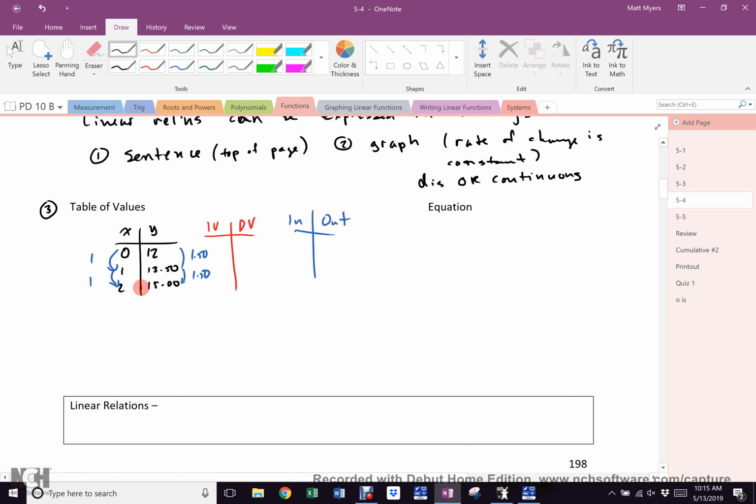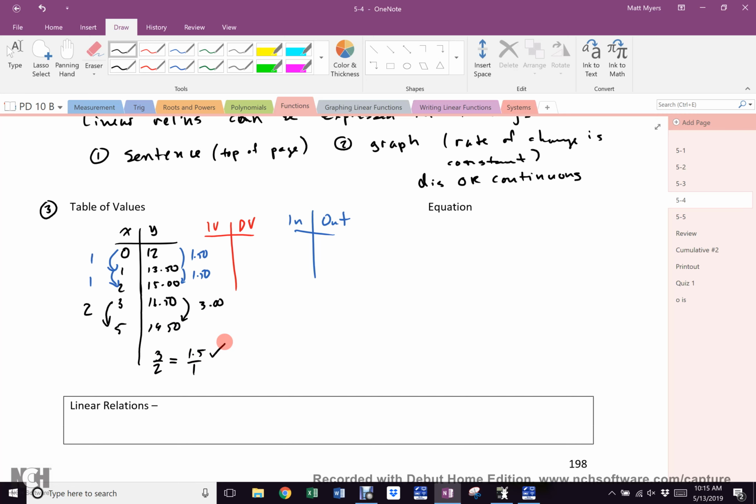Now, this is what bothers me. 3, 16.50. Agreed? Now, what if I put the next number 5, 19.50? Is it still a linear relation? Of course it is, because we went up by 2 and 3. Is dV over IV, 3 over 2, still equal 1.5 over 1? Yes, so it's still linear. Does everyone understand?